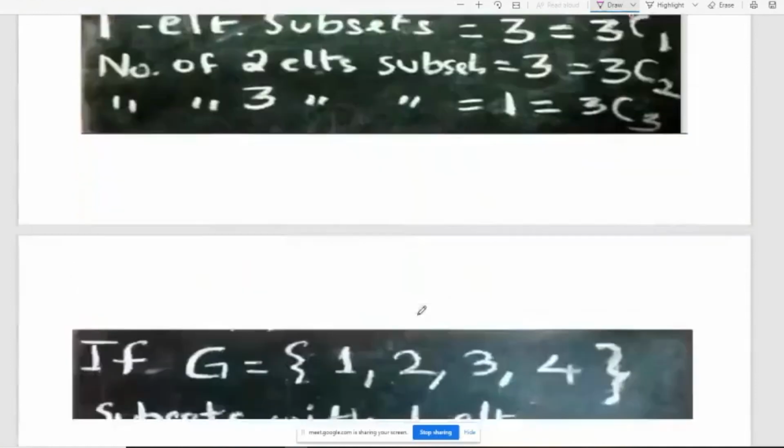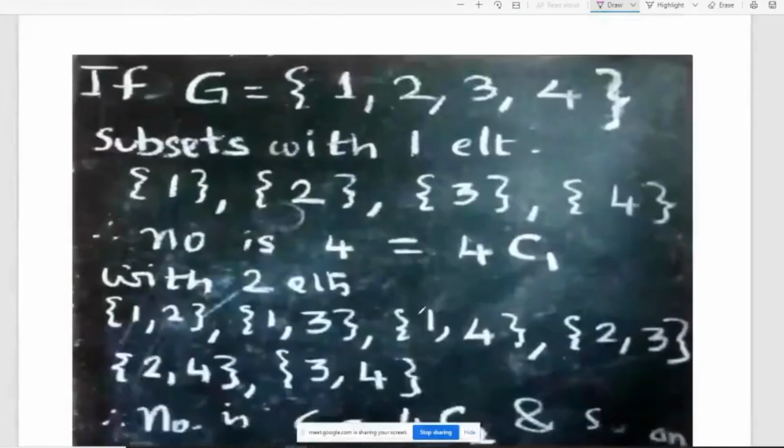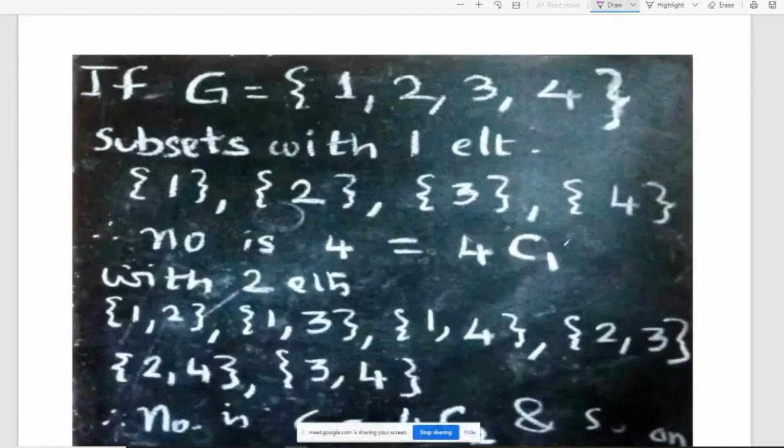In the same way, if we have G consisting of four elements, then the subsets with just one element are singleton 1, singleton 2, singleton 3, singleton 4. How many such subsets do we have? 4, interpreted as 4C1. And then the two-element subsets.